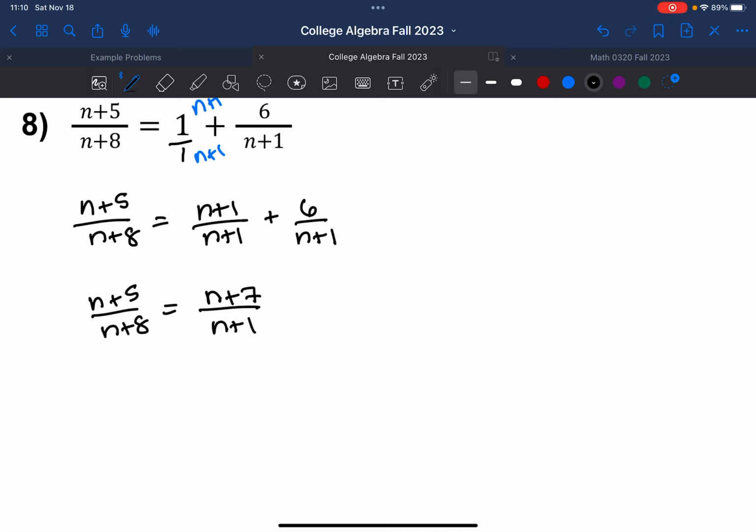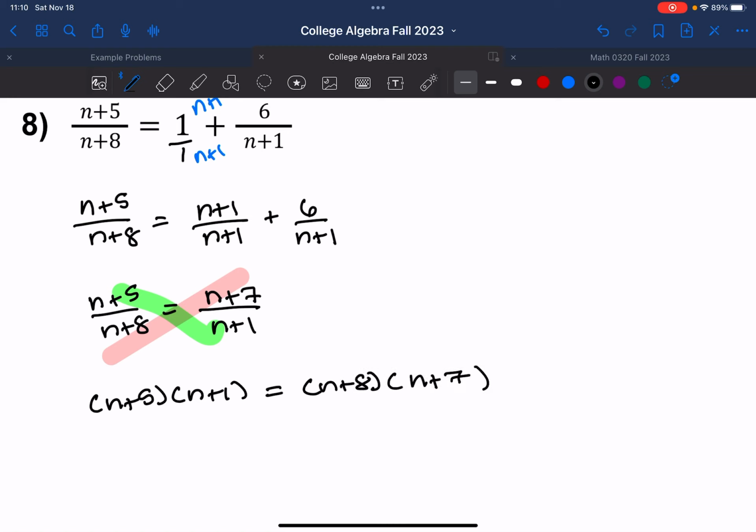Okay. Now I have a fraction equal to another fraction. And notice when I cross multiply this time, I have two binomials. So n plus 5 times n plus 1 is equal to n plus 8 times n plus 7. Two binomials. And remember, when I see two binomials that are being multiplied, we need to use the FOIL method. So we're going to FOIL these out.